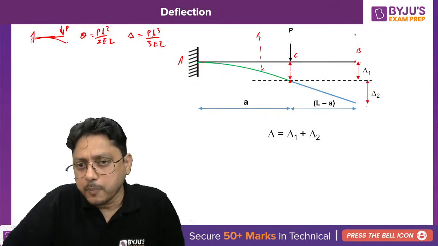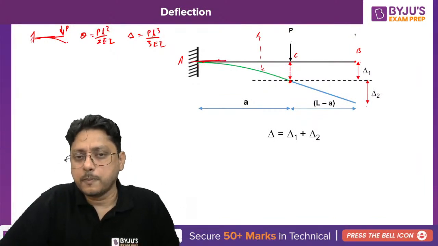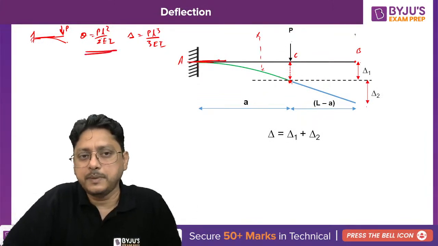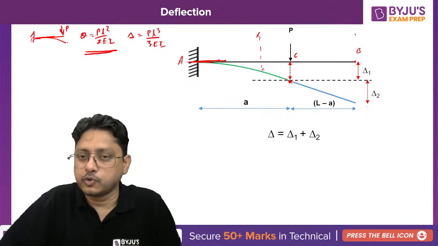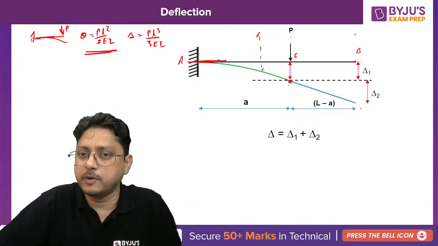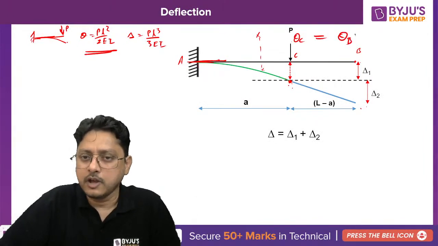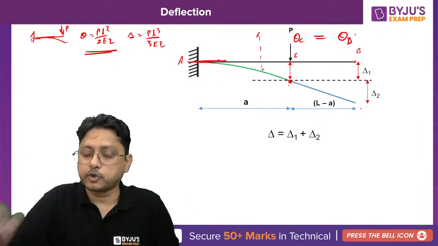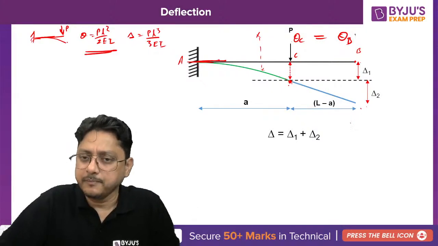Whatever the slope you have at this particular location, if you draw the tangent, the slope at A is nothing but 0. But the slope at C has some value which you can calculate, that is nothing but PA square by 2EI. The slope will be continued from C to B. The slope at C and the slope at B will be the same, so theta at C will be equal to theta at B. Why? Because the portion of the beam CB is going to be straight, the slope at C and slope at B will be same.